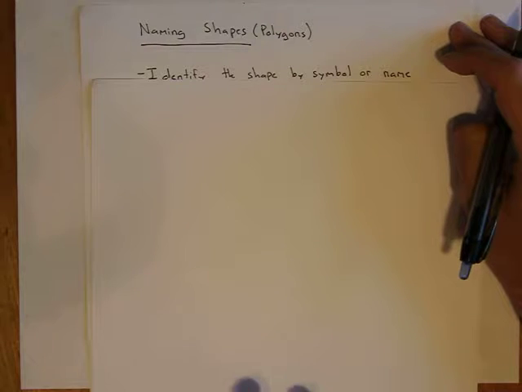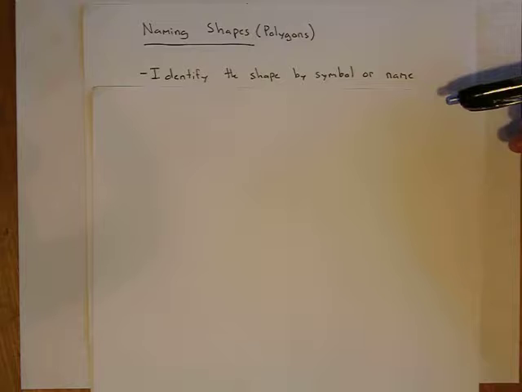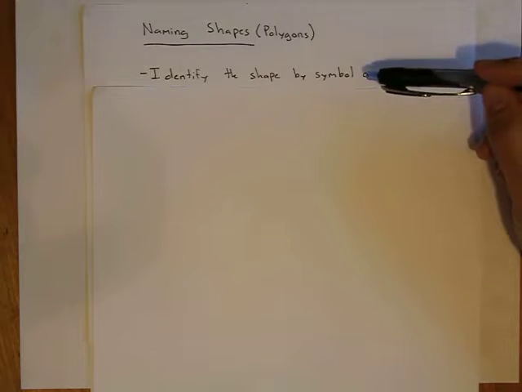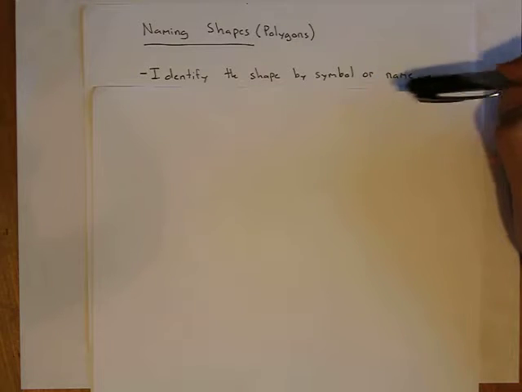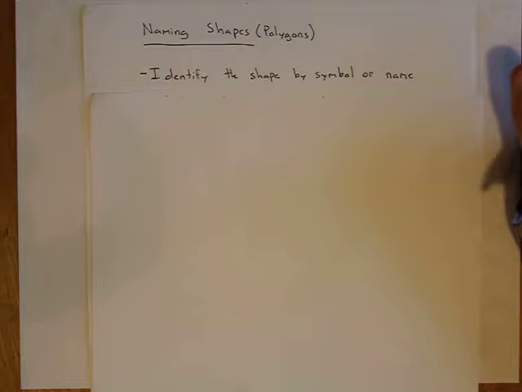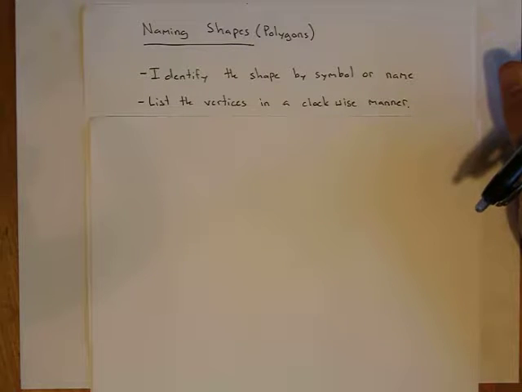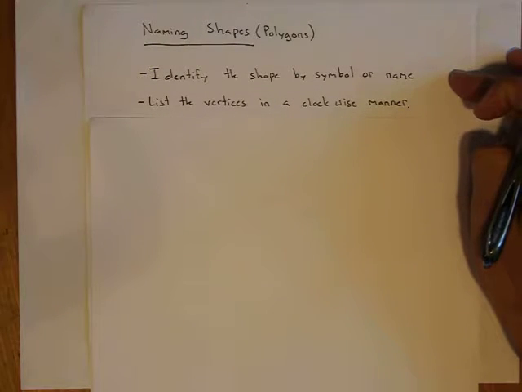So there's two basic conventions that I want you to be aware of. Identify the shape by the symbol or the name. I'll explain that a little bit more. Sometimes we have some shortcuts for things that we can draw. Otherwise, you're just going to write the name out in terms of how many sides it has, and then list the vertices in a clockwise manner. Doesn't matter where you start. A lot of times if figures have an alphabetical order to them, we'll use that. But the key is you want to go clockwise as though you're drawing the figure.